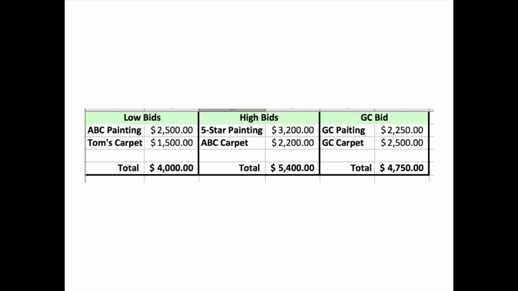And you'll notice these are all from different people. So I have ABC Painting that said I'll do it for $2,500, and Tom's Carpet said I'll do it for $1,500. They were the lowest of those two scenarios. My second paint bid from 5-Star came in at $3,200, and my bid from ABC Carpet came in at $2,200. So now I have three bids that I can present to the outsourcer. One for $4,000 using two different vendors, one for $5,400 using two different vendors, and one for $4,750 just using one vendor. Okay, does that make sense? Pretty simple, nice, easy way to send it in. You basically are acting as the contractor.